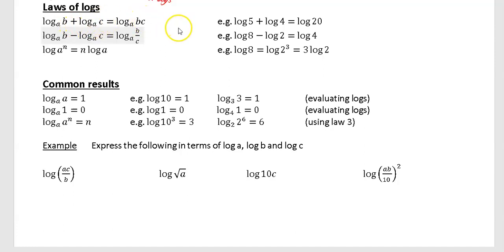So where this can be used, and here we haven't mentioned any base, that means the base is 10. So log to the base 10 of 5 plus log to the base 10 of 4 is log to the base 10 of 5 times 4, which is 20. And again, you might have to be able to go back the way. So log to the base 10 of 20 is the same as log to the base 10 of 5 plus log to the base 10 of 4.